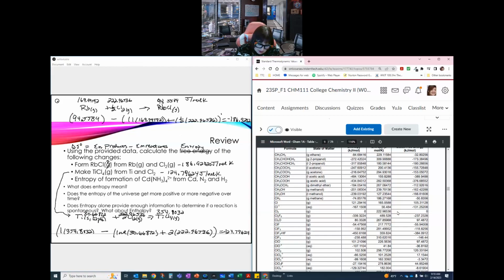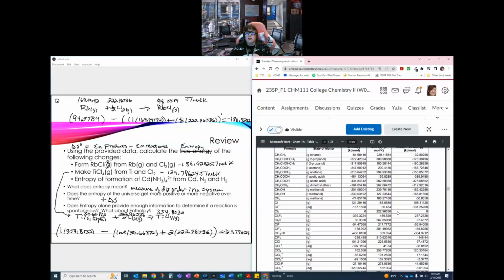What is entropy again? It's a measure of the disorder in a system or the surroundings or whatever we're trying to talk about. It's the measure of the disorder. Does the entropy of the universe get more positive or more negative over time? Over time, we always tend to more disorder. So more positive.